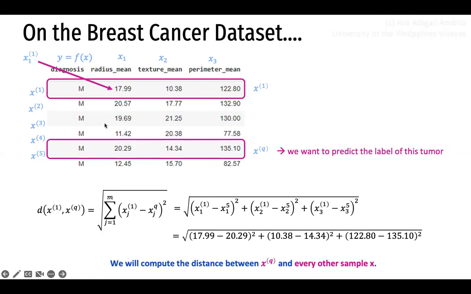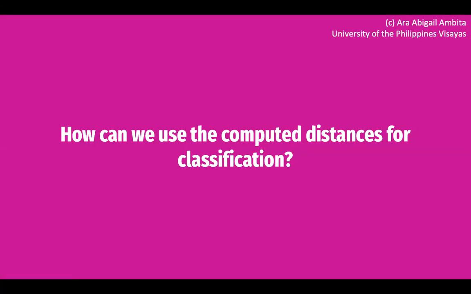So what we are going to do is to compute the distance from each of the other points by using the L1. So essentially, as you can see here, taking the difference between the radius mean, and then taking the difference between the texture mean and then the perimeter mean. And this is just for the first sample as well as the query sample. So we are going to do that with the difference between the x sub q and all of the other points.